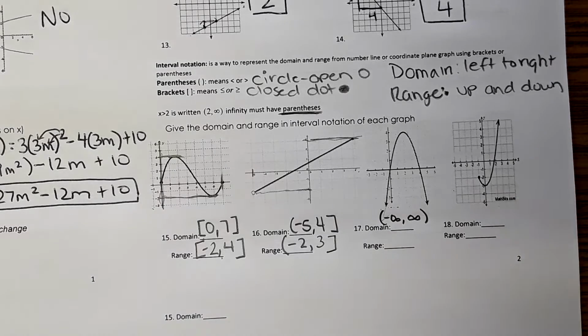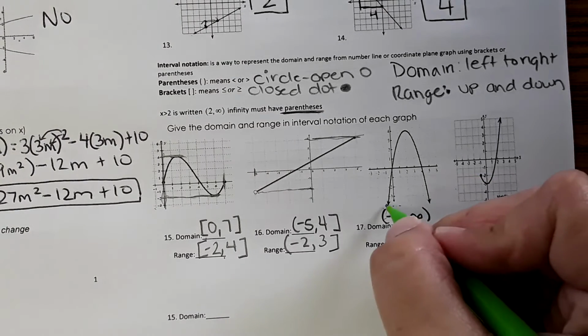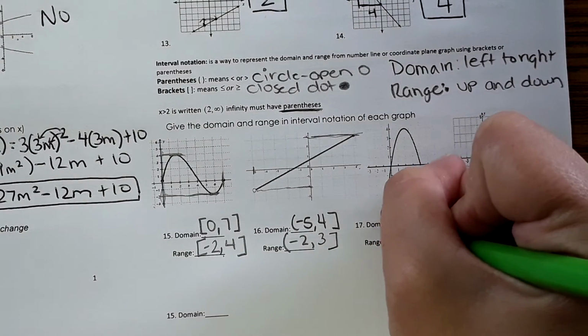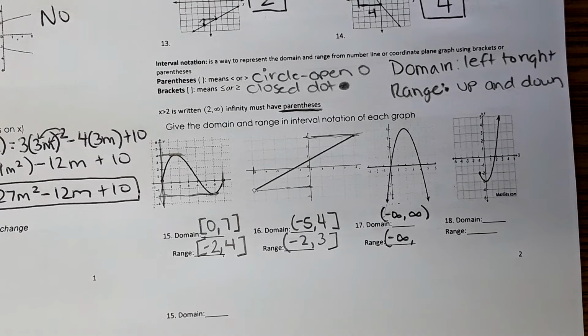Then range is your y. The lowest number is going to go down forever. So your lowest number is -infinity. Did you use infinity at all in Algebra 1? Have you been waiting for this moment your whole life? There's lots of infinities in calculus too.